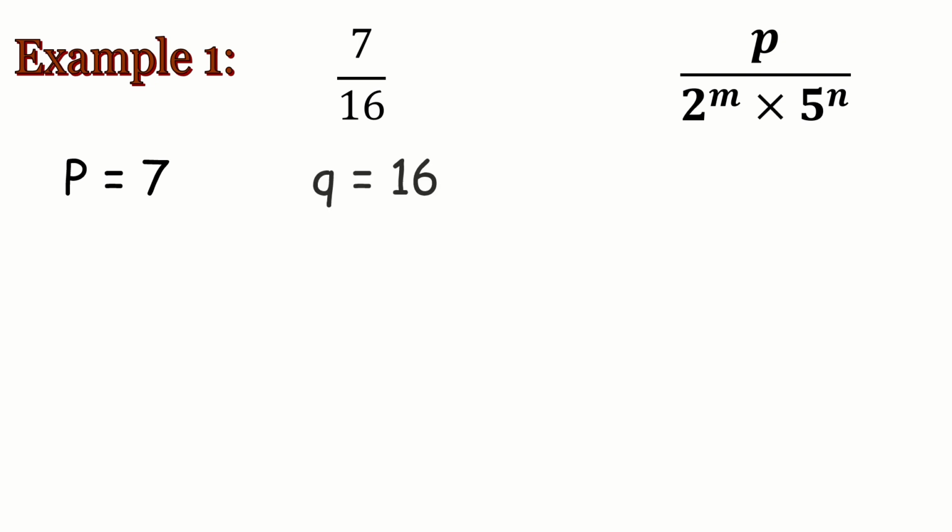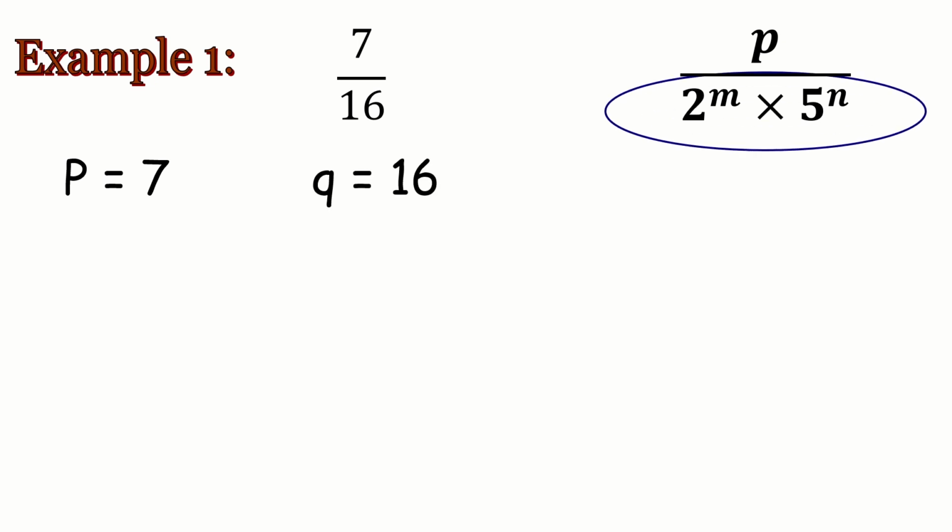Okay, now let's do some examples. Example 1, 7 over 16. Remember our formula, p over 2 to the m times 5 to the n. So let us expand 7 over 16. Can it look like this formula here? Now, p is 7, q is 16.